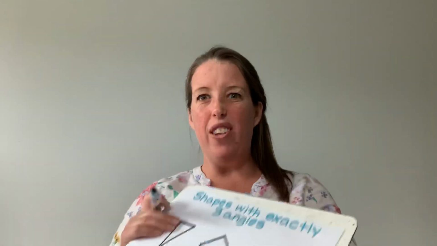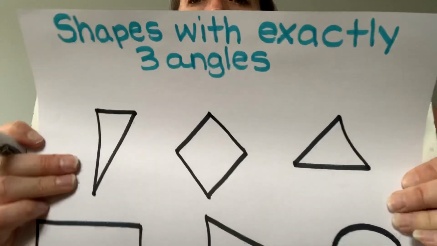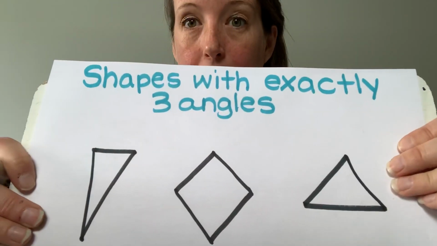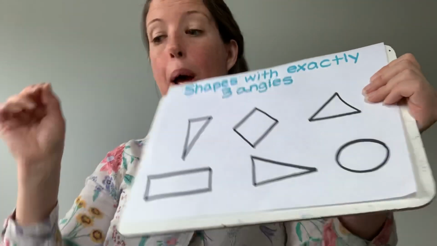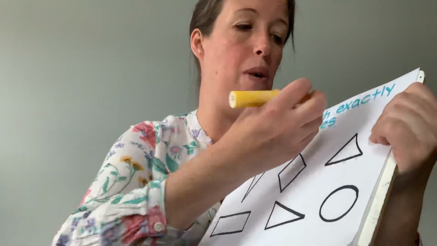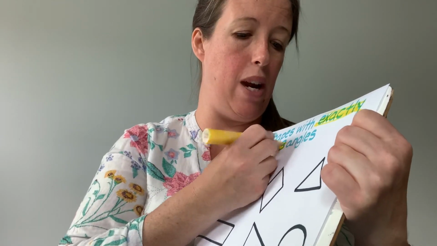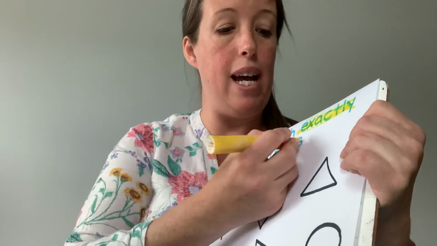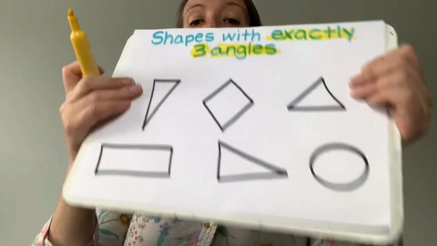Okay, last one. Aren't these kind of fun? Shapes with exactly 3 angles. So not more, not less, but exactly 3. I'm gonna highlight that so I know what I'm looking for. Exactly 3. And I'm not looking at the sides, I'm looking at angles, okay? So let's go hunting.